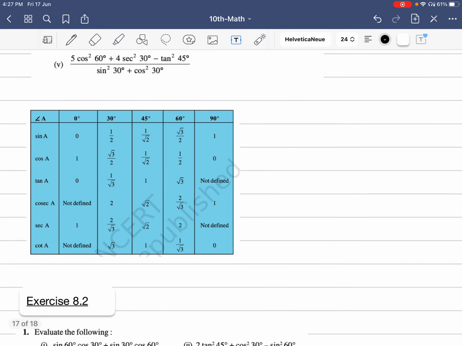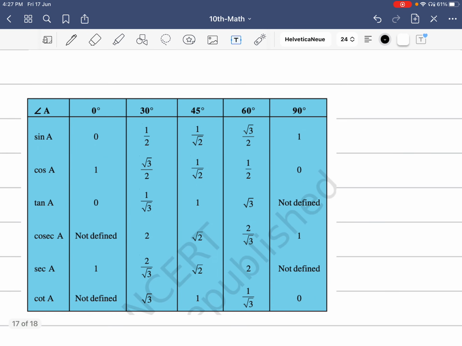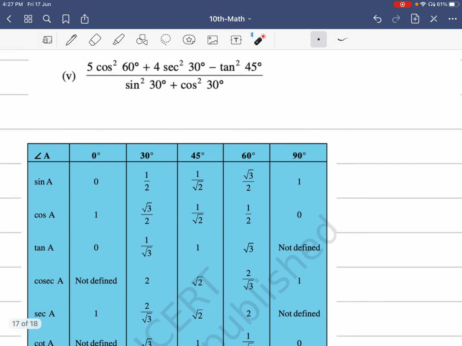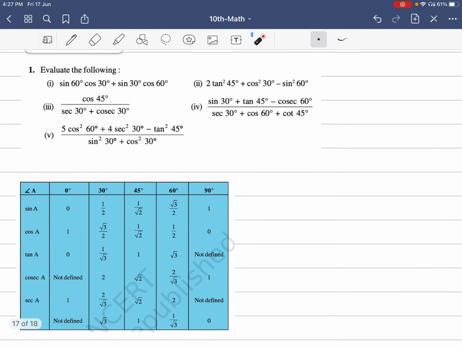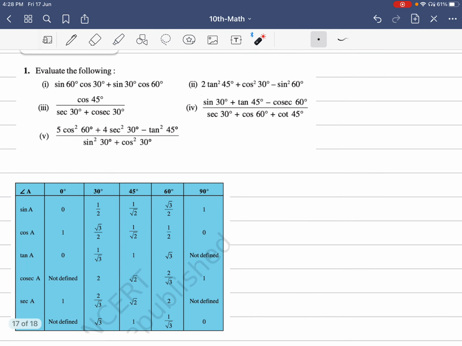So this is what we derived in our previous videos, the values of all these six trigonometric ratios at these five specific angles 0, 30, 45, 60, 90. So these are all the values. This table is going to be very useful for us in solving all these five expressions of the trigonometric ratios. So first of all, let's start with expression number 1.